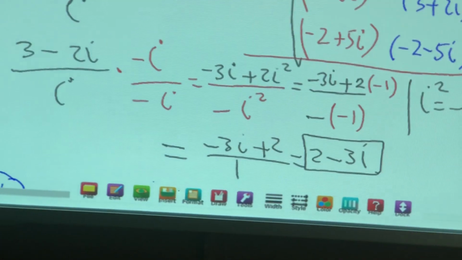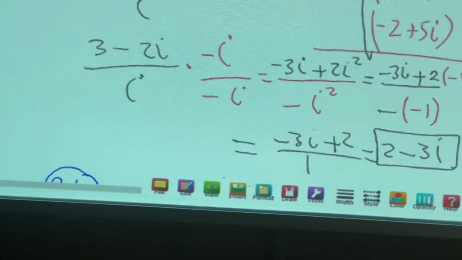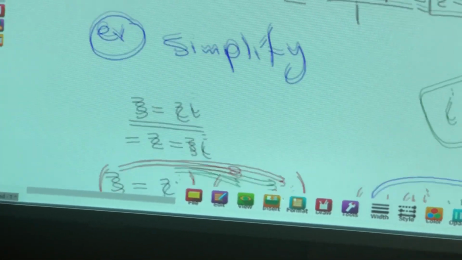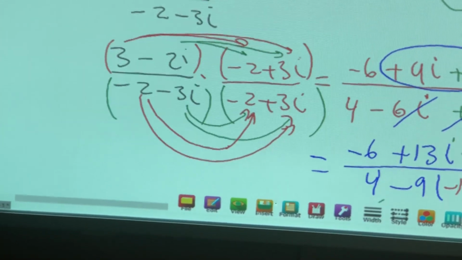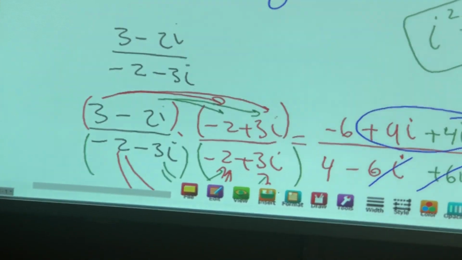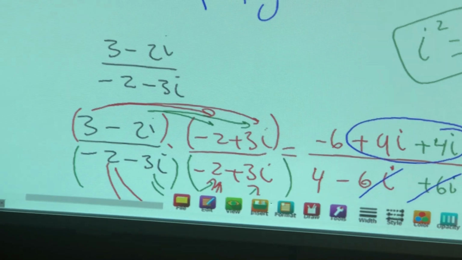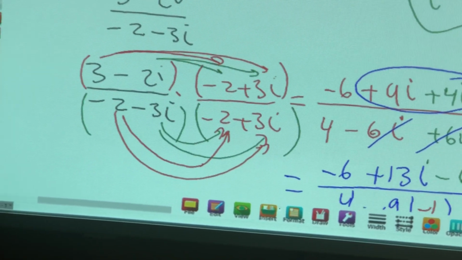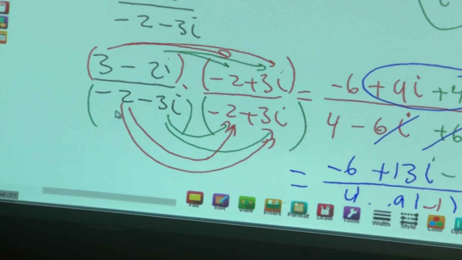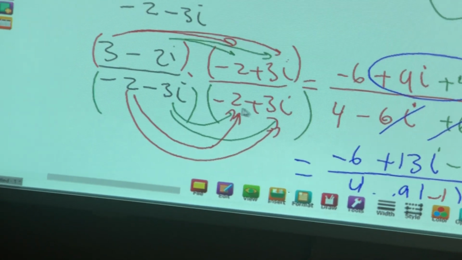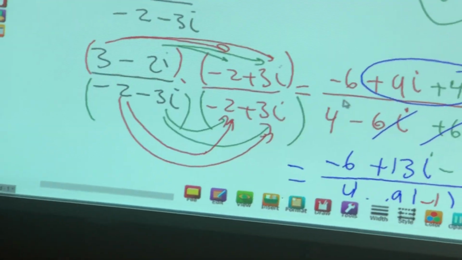Let us keep going and see the next example. Okay, another example. Simplify 3 minus 2i over negative 2 minus 3i. Then you have to multiply by the conjugate. Conjugate of what? The denominator. Negative 2 plus 3i, negative 2 plus 3i.